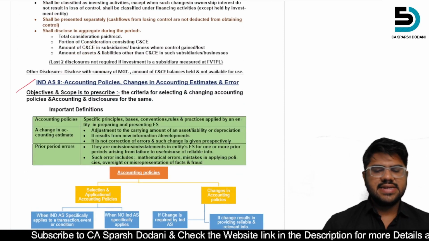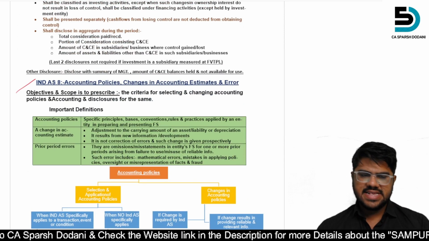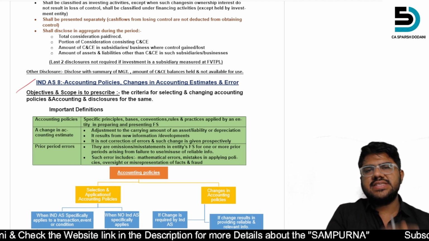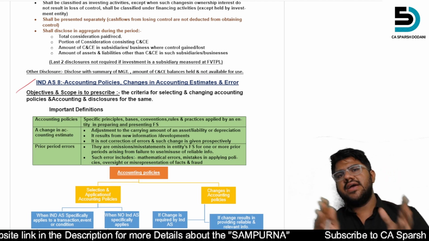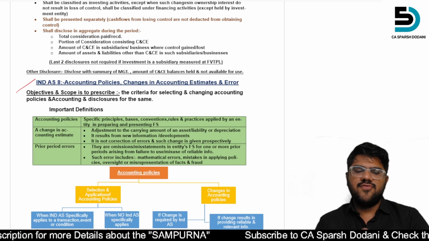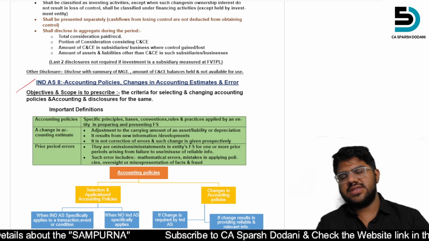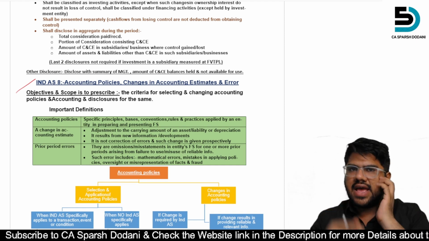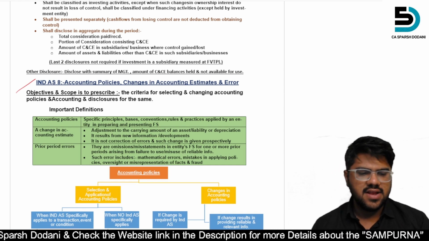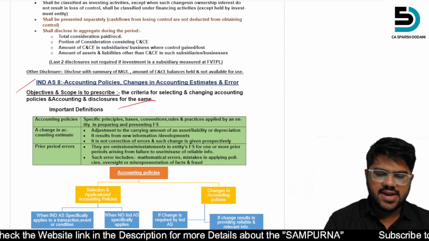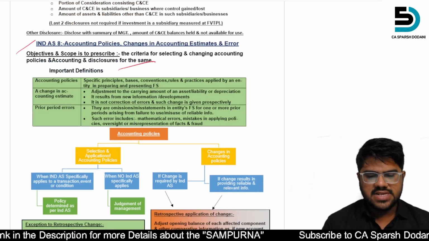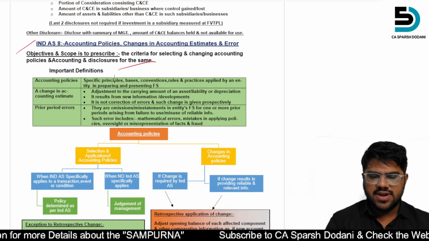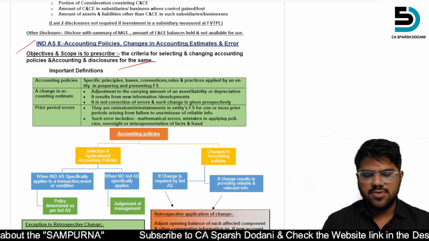Then again Ind AS 8, simple Ind AS, what it says, that accounting policies, changes in accounting estimate and errors. So here you have to see what is a change in accounting policy and what is change in accounting estimate, and you have to define error and what is error and what is not error. So these are the definitions given, read it out. Then what are accounting policies, selection and application of accounting policies, and what is changes in accounting policies.